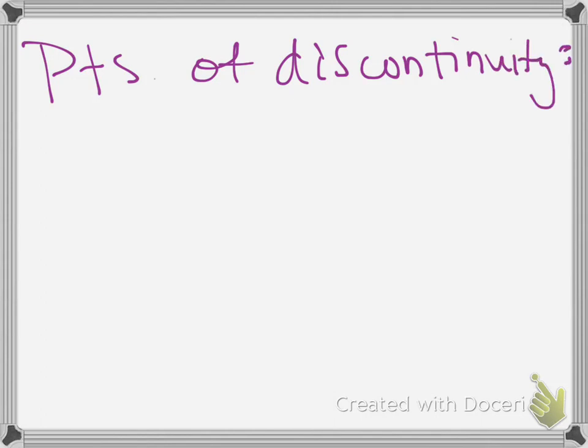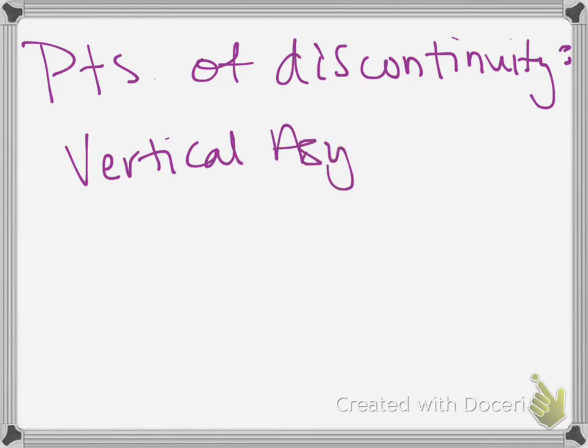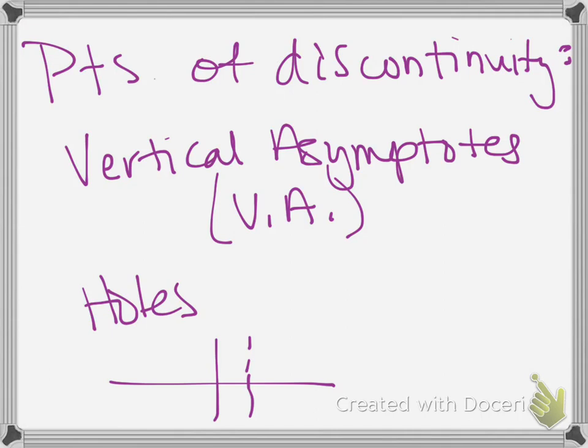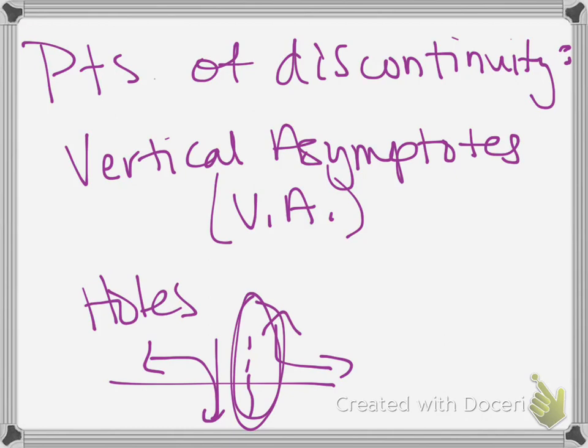Points of discontinuity would be considered as vertical asymptotes. Some people say asymptotes, it's tomato, tomato. I always say asymptotes. I'll abbreviate that as VA. And then you have holes. In a graph you might have a vertical asymptote where the graph goes like this and then like that, something like a boomerang, where there's nothing happening at the vertical asymptote.